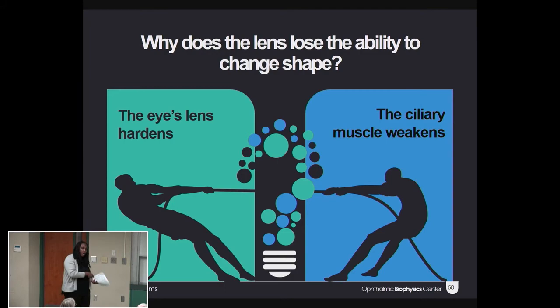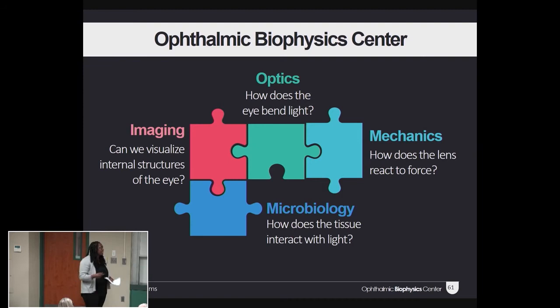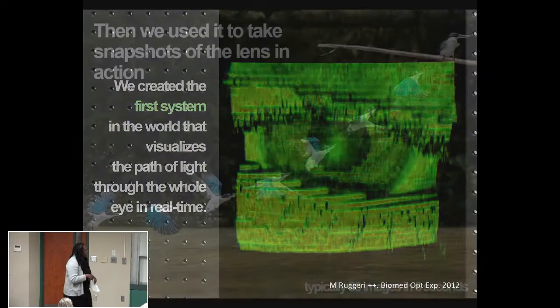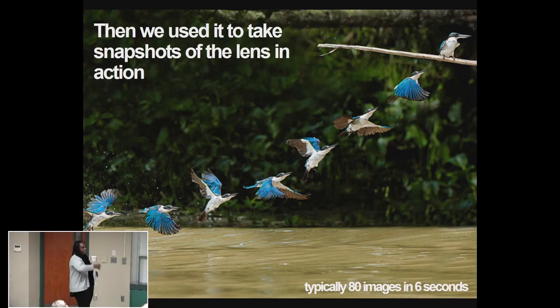I'm a part of a team of scientists that uses an array of methods to ask questions like, what's going on with the lens? And in 2012, we created the first system in the world that visualizes the path of light to the whole eye. And yeah, we're still really excited about that. We took that system and we used it on people of different ages to take snapshots of the lens. And as you can imagine, that's a whole lot of data.